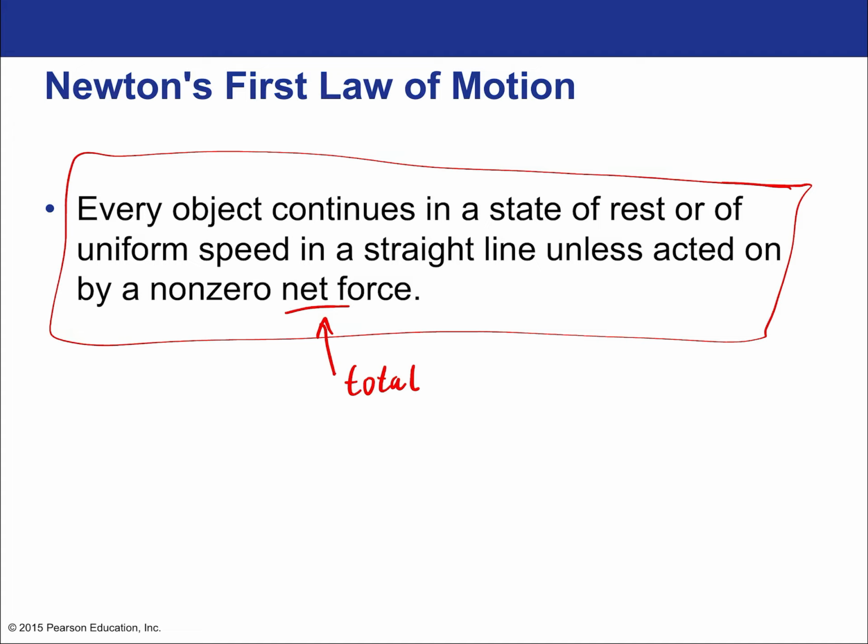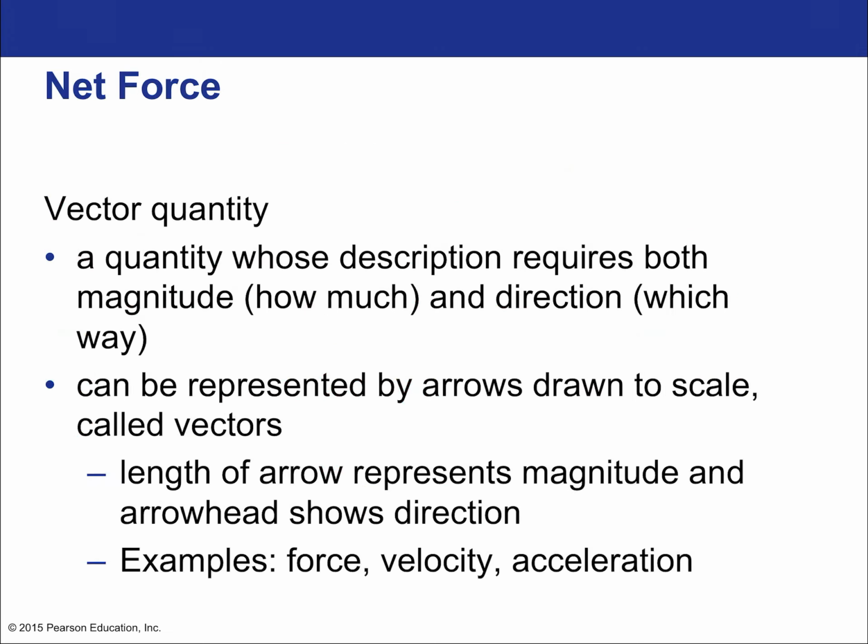All right, okay? Uniform speed means it's not slowing down or speeding up, and a straight line just means it's not curving, because curving does require force, right? You can't turn for free. Okay, so in order to further understand the idea of net force, we have to introduce the idea of a vector. What is a vector? Okay, well, it is a quantity whose description requires both magnitude, that's how much, and direction, which way.